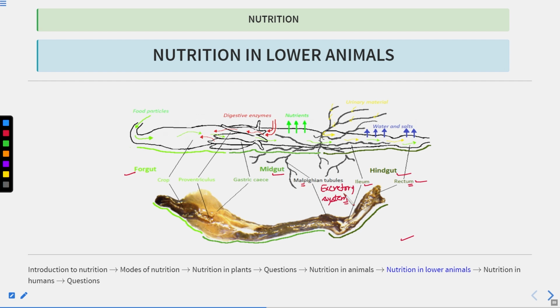Now, here you can see the gastric ceca or hepatic ceca, which is present at the junction of the foregut and the midgut. These secrete digestive enzymes. Here the nutrients are absorbed, and food material passes through here. So basically the body is divided into foregut, midgut, and hindgut. The foregut is from the mouth to the gizzard, the midgut is from the gizzard to the stomach, and the hindgut is from the ileum to the rectum or the anus. Clear? Now let's move on.